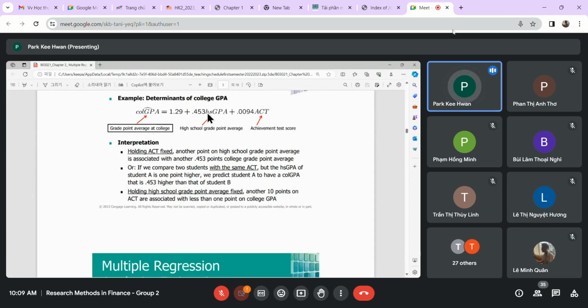Presumably, if you had a good high school GPA, we expect that your college GPA will be higher. In other words, if you are a very good student at high school, then it is more likely that you will be a good student at college too. And also, if you had a high achievement test score, then we expect that you will do well at college. So that's what this regression model is supposed to predict.